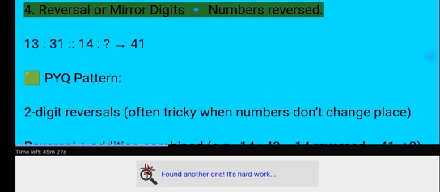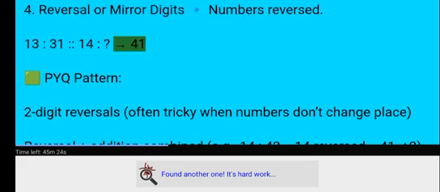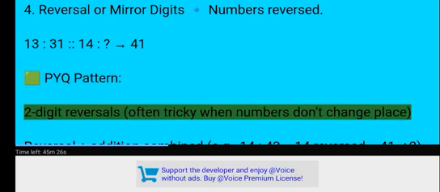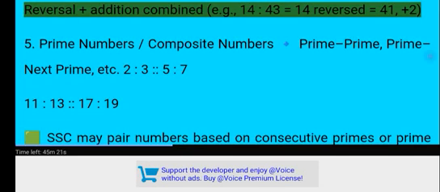4. Reversal or mirror digits: the numbers are reversed. 13, 31, 14, arrow 41. Green square PYQ pattern: 2-digit reversals are often tricky when numbers don't change place. Reversal plus addition combined, e.g., 14, 43 equals 14 reversed equals 41, plus 2.